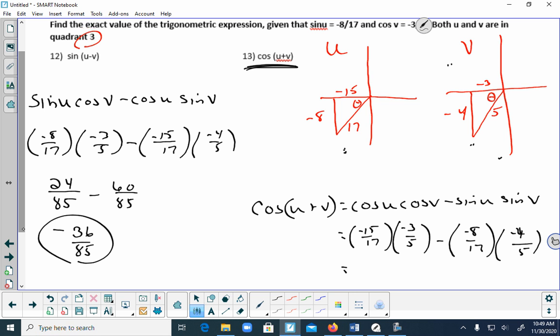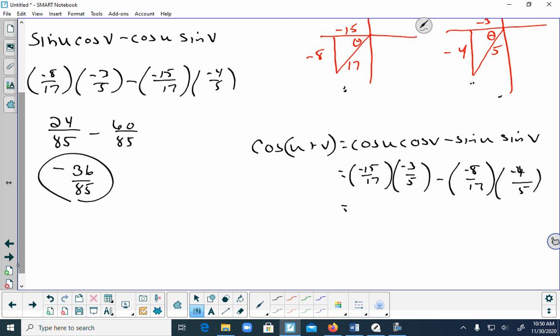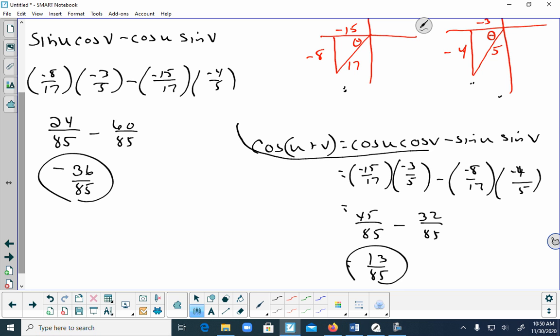So when I multiply, I'm going to get a positive 45 over 85, and then minus, and then positive 32 over 85, and when I subtract, I get 13 over 85, and that is my answer. So I think it's well worth the time to write this down so I know what I'm plugging in.